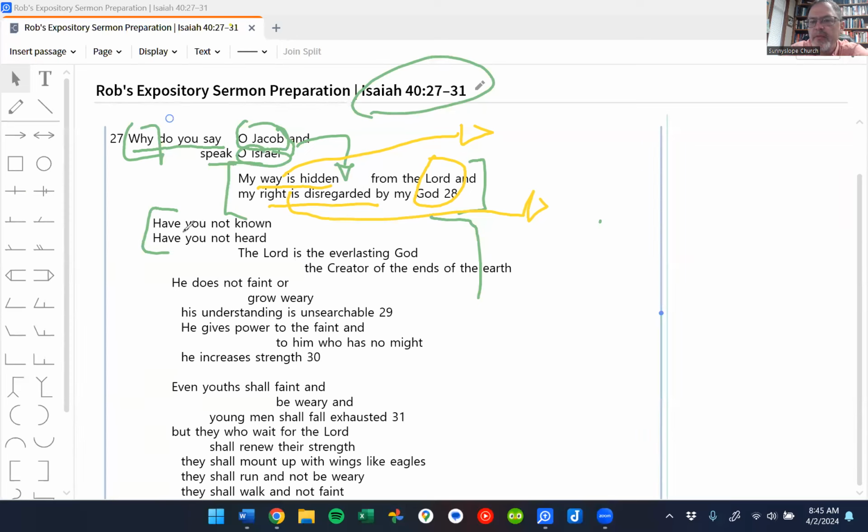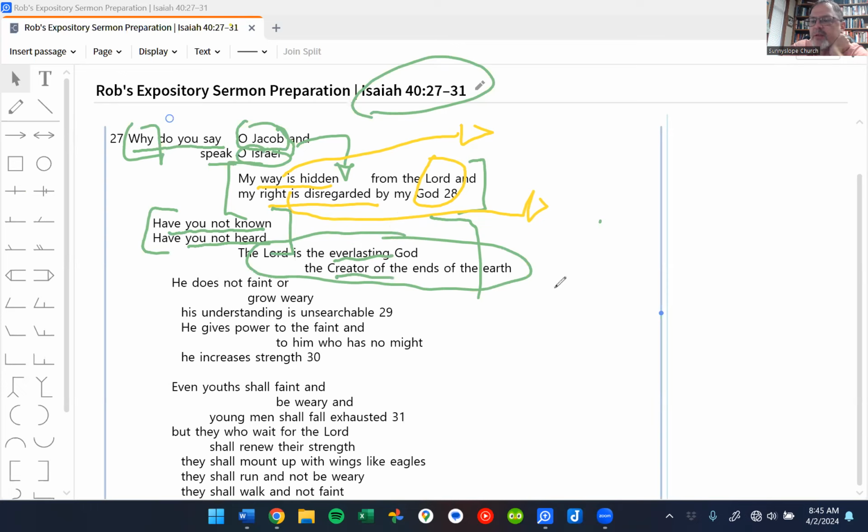So again, the question comes in response. Have you not known? Have you not heard? A parallel phrase again. And the essence of that response is found in this section here. The Lord is everlasting, the creator. The Lord is the everlasting God, the creator of the ends of the earth.